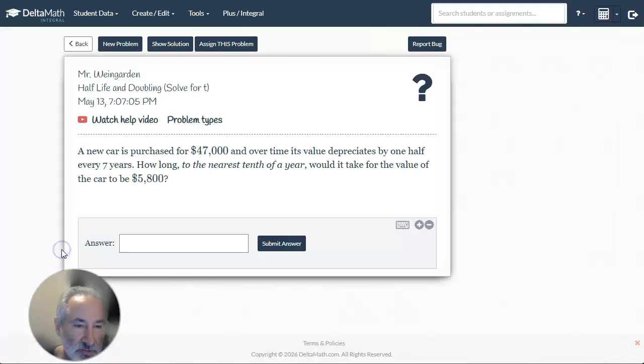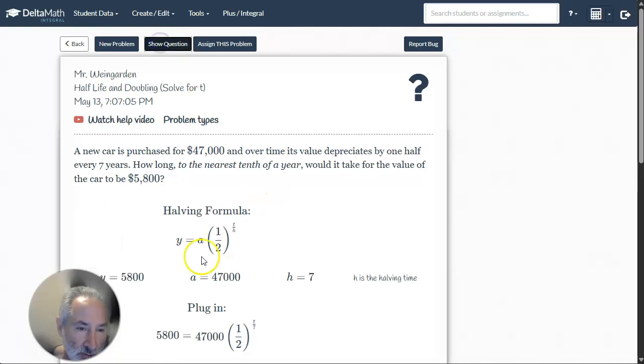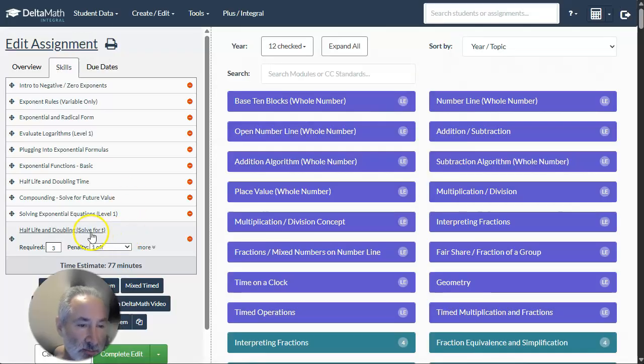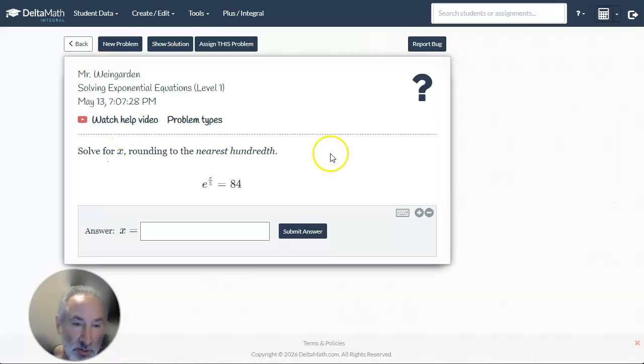So here's half-life and doubling. They don't show you the formula, but they do say it's half. So again, you're going to use this formula that you get to put on your index card. And again, this is a question that I do not recommend for everybody to try to solve. This one requires that you use logs. And there's only going to be 2 of these questions on the test. One related to this type of problem.